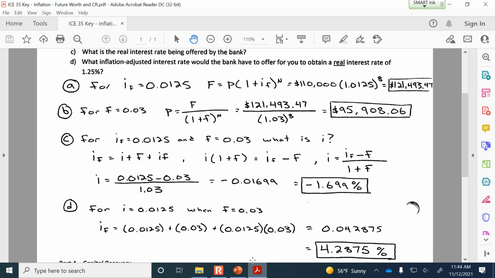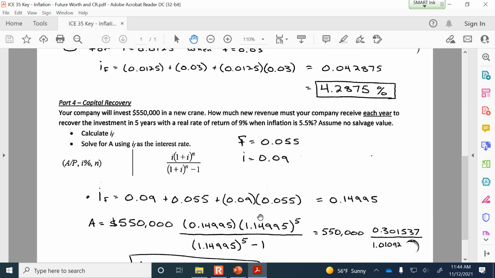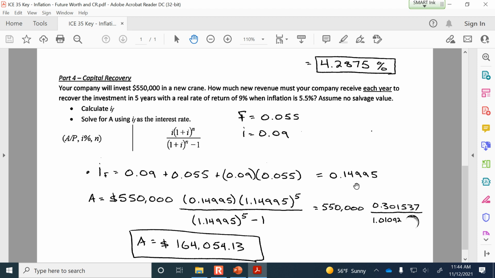So let's take a look at this. First step, calculate the market interest rate. That is also known as the inflation-adjusted interest rate. So the inflation-adjusted interest rate should be 14.995%. And if that's the interest rate that we use for solving A, then you can see each year you have to have net revenue of $164,054.